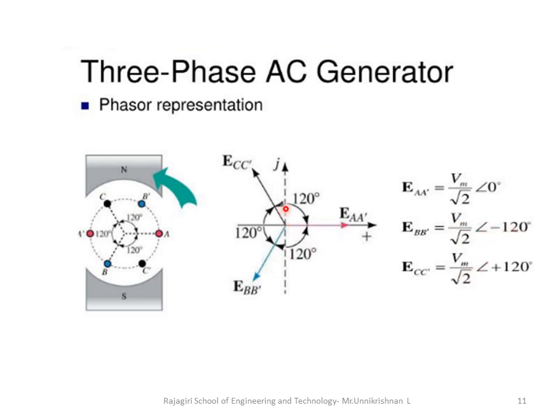Now the C is, actually you can either write minus 240 or plus 120. Here I have written it as plus 120. Vm by root 2 angle plus 120. This is the phasor representation.